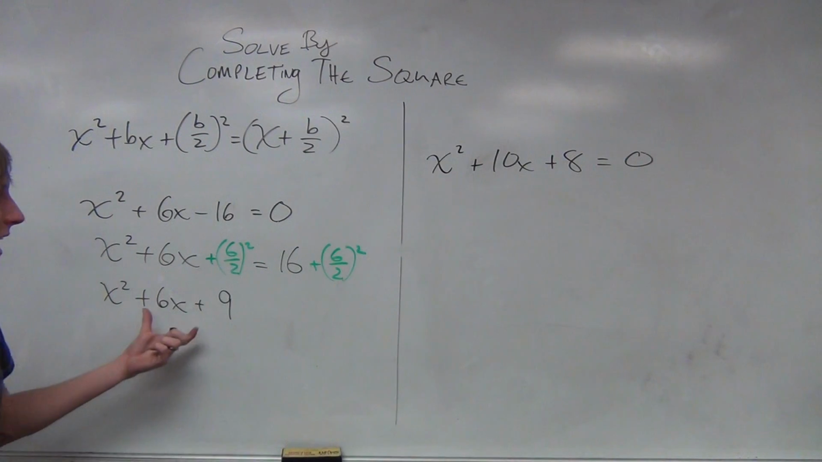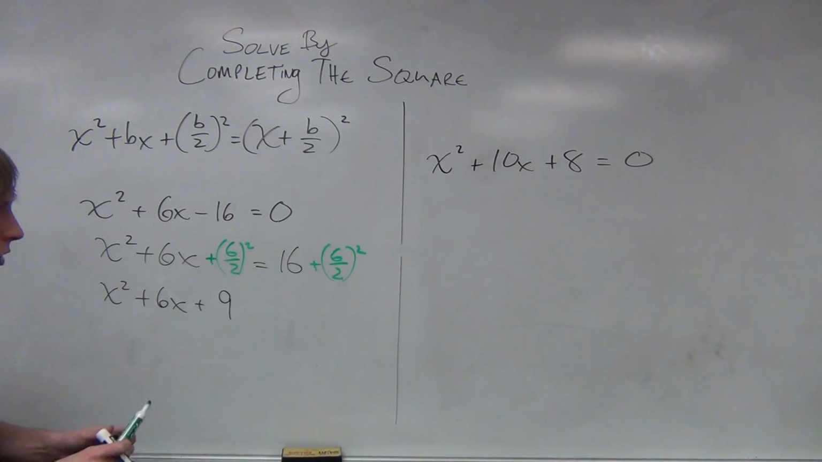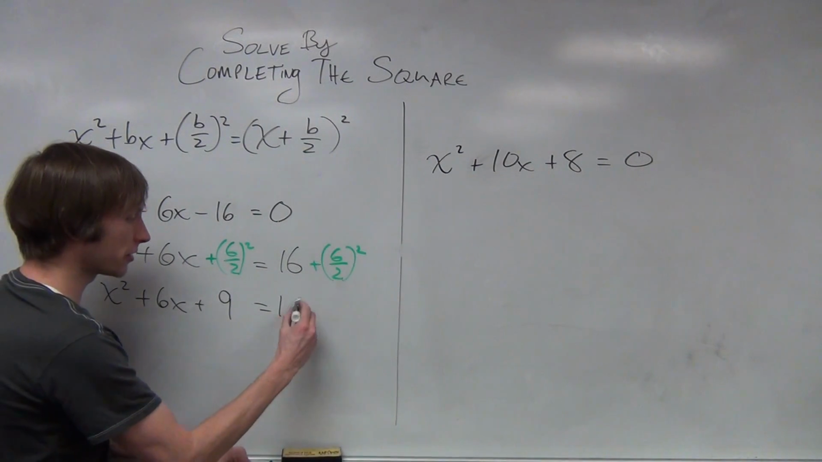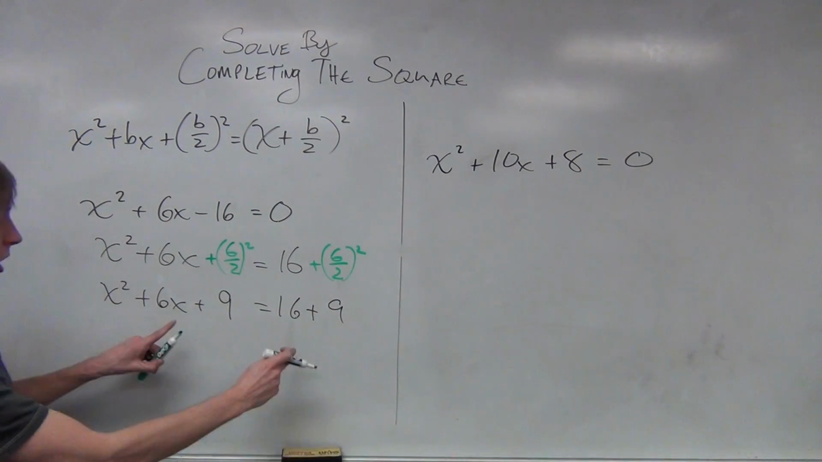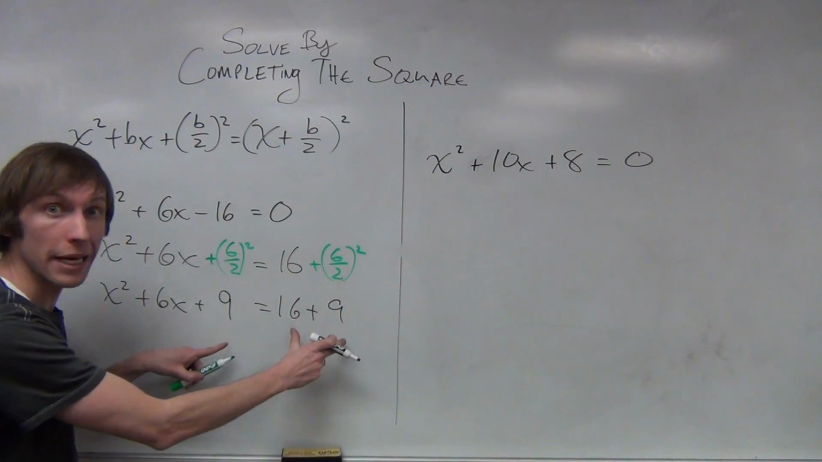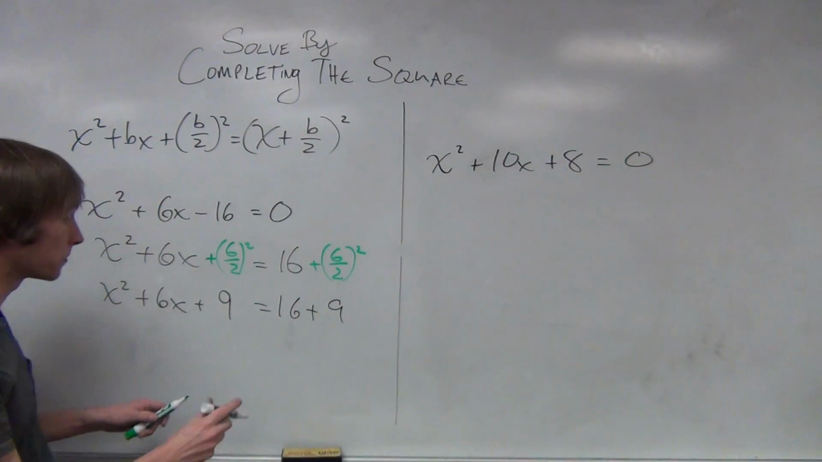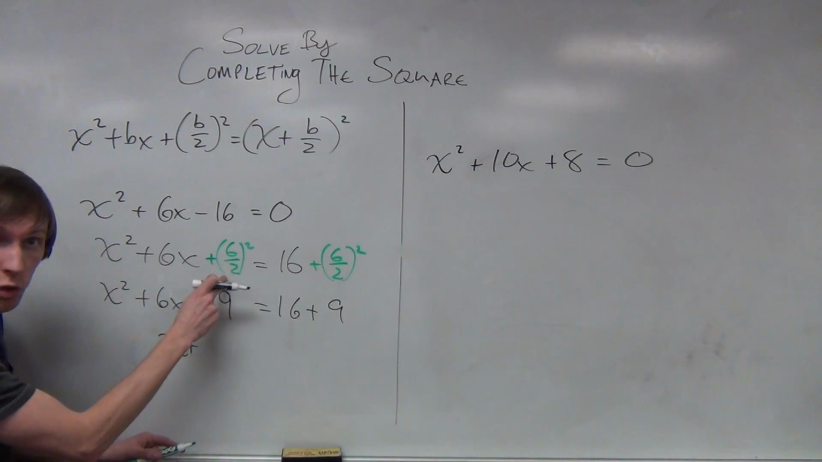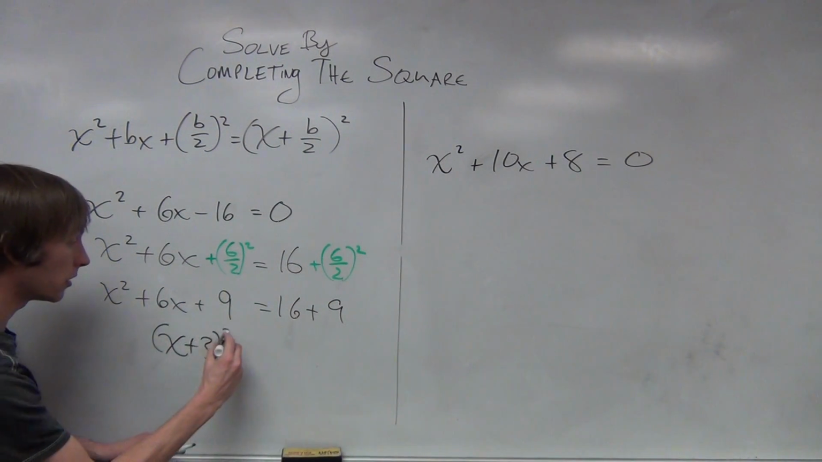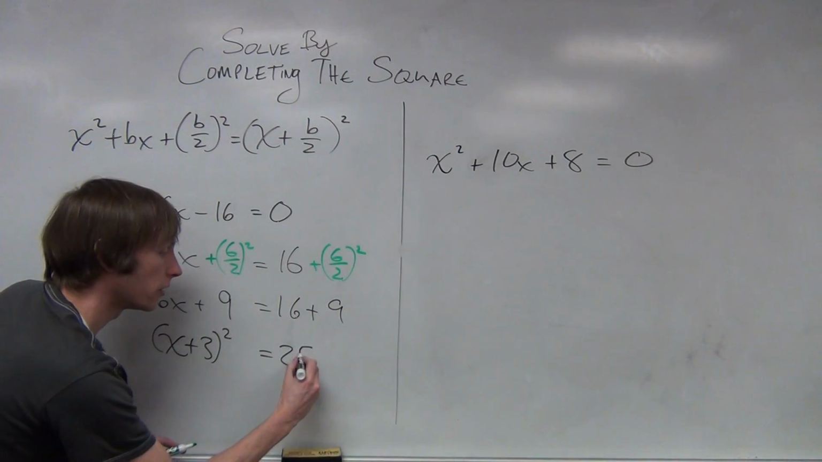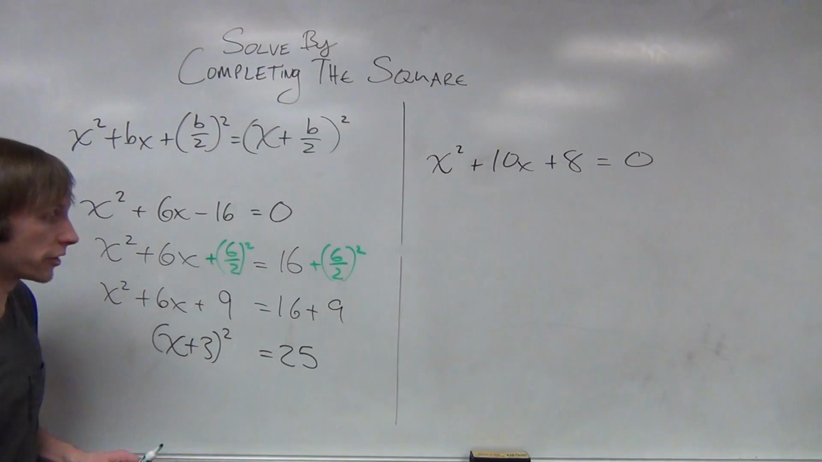This is really kind of a silly step, but I am going to write it, again, just for safety's sake today. And this gives us 16 and 9. So all that I did was I added 9 on both sides here. So it remains an equation. These remain equal to each other. This gives me x plus 6 over 2, which was 3, squared. And over here, this is 25, 16 plus 9.